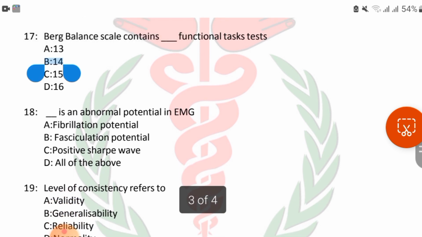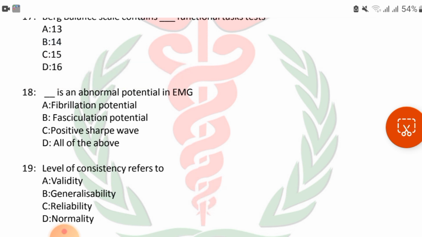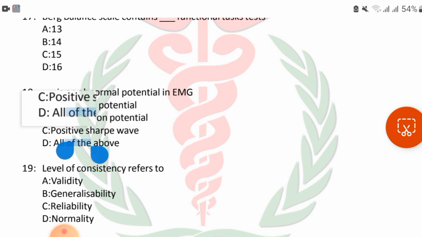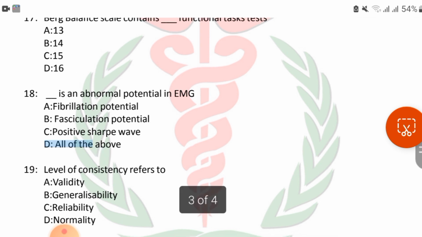Now let's move towards MCQ number 18. Dash is an abnormal potential in EMG, electromyography. So the options are fibrillation potential, fasciculation potential, positive sharp wave, and all of the above. So the answer for MCQ number 18 is all of the above. All of these are basically abnormal potentials in EMG.